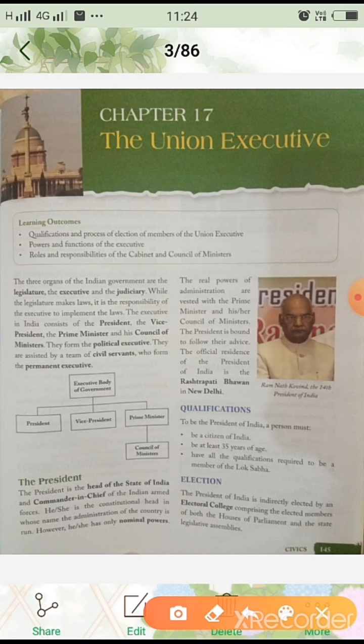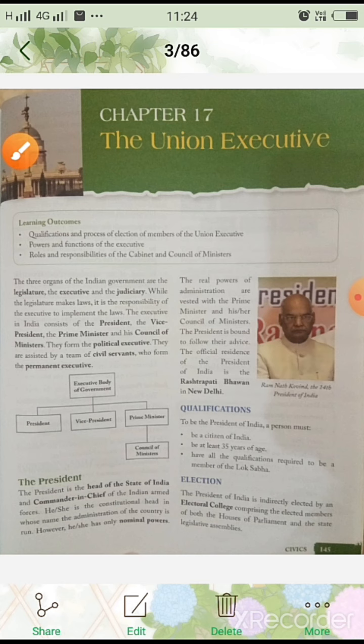Okay, then you can see this diagram here. It is given clearly: executive body of government. Now who are the members of the executive body of government? So first is the president, and then the vice president, and then the prime minister and council of ministers. So these four make the executive body of the Indian government.